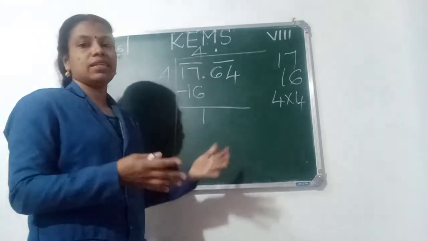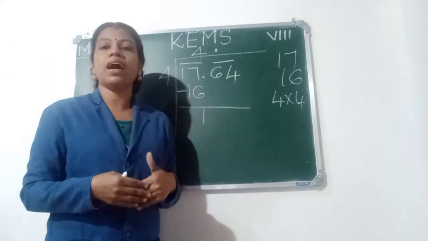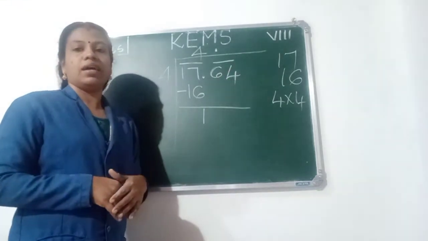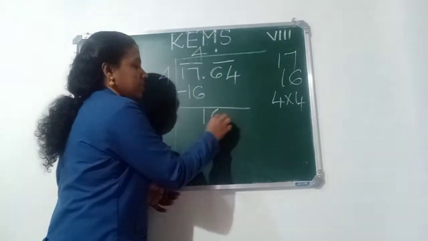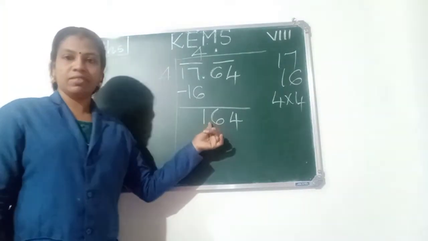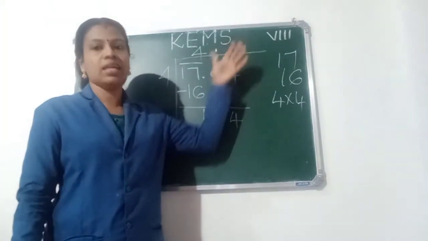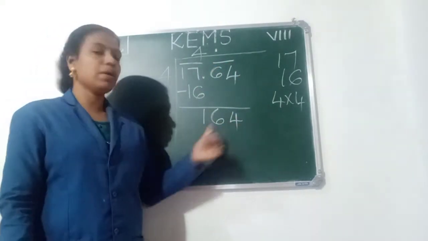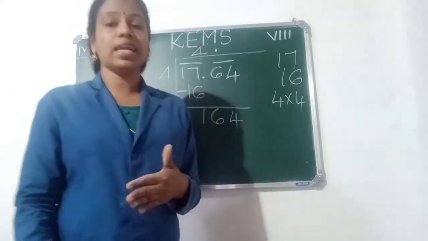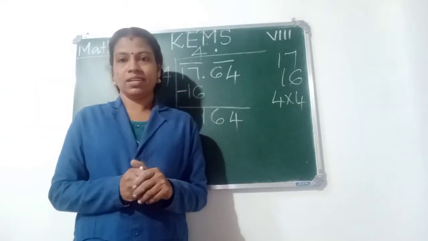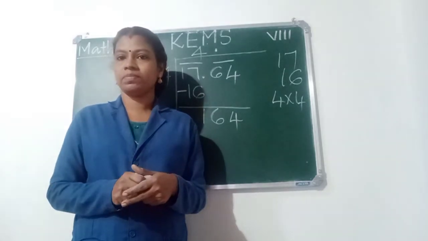Okay, then bring the next bar number. Bring down the next digits, that is 64. No need to put the decimal point here. We place that decimal point in the quotient. Here you just bring down the digits only. So the number becomes 164, our new dividend. Okay, then what is the next step?